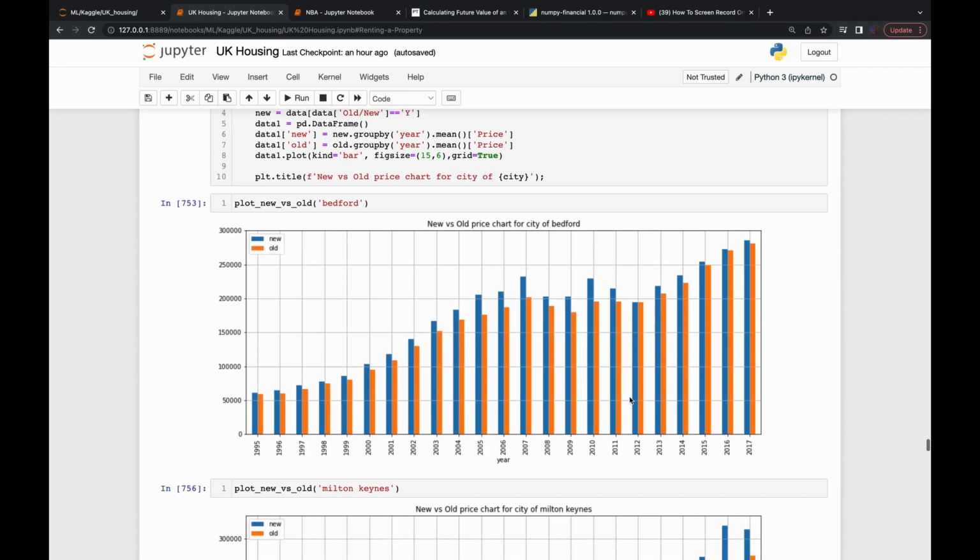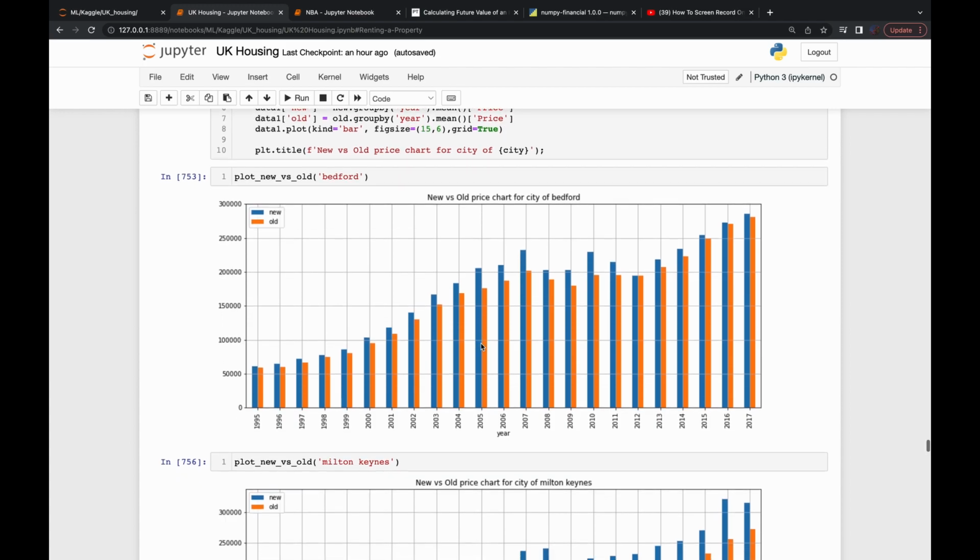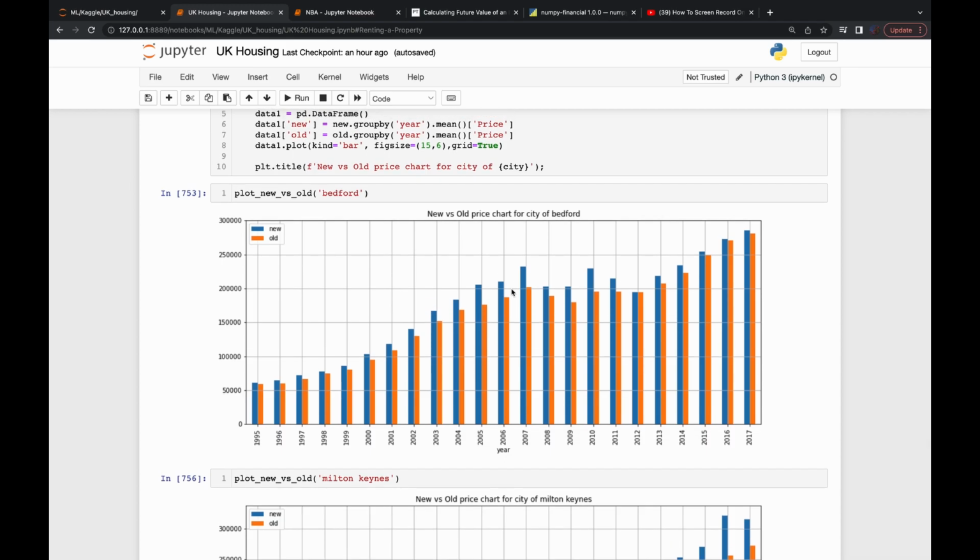If you look at this, I've done some analysis for the town of Bedford. You see the blue is the new house price and this is the old house price. On average, if you see the difference, it is about 15%. So to answer the previous question I asked, if I bought a house this year and I need to sell it by this year, how much are you going to lose? The answer is this difference. Basically, your house is going to be treated as old.